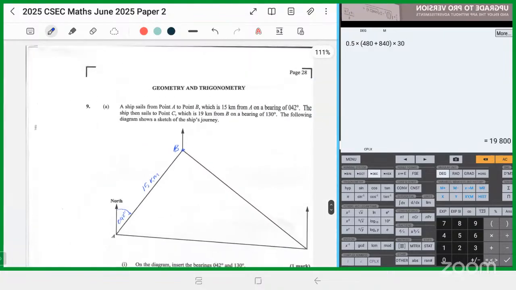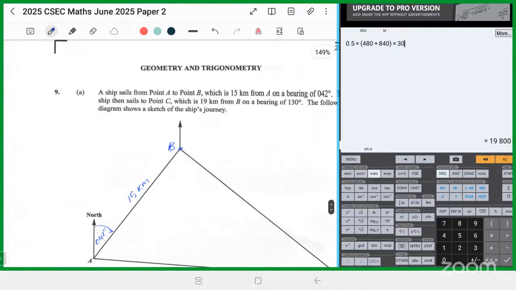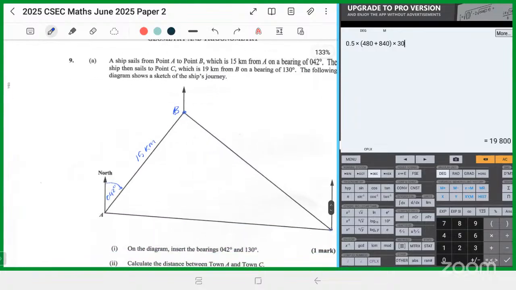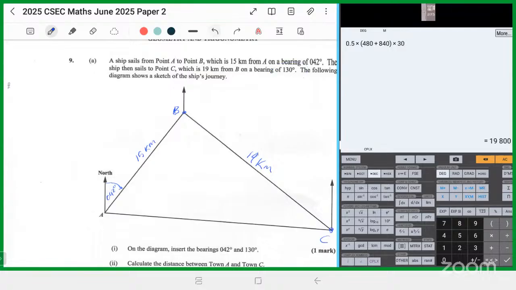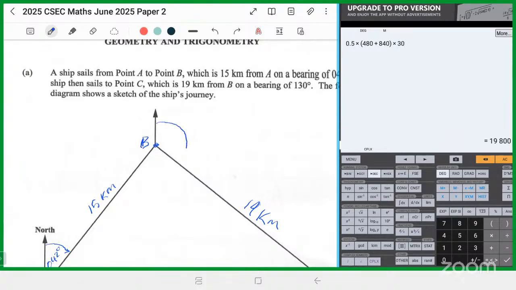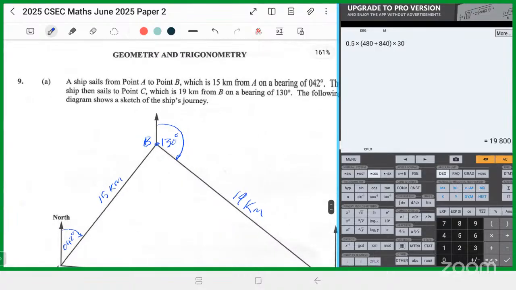It says the ship then sails to sea. So from here now it goes to sea, 19 kilometers. So down here must be sea, and it goes 19 kilometers on a bearing of 130 degrees. So clockwise from the north line here is 130 degrees. That's the bearing, clockwise from the north line, 130.